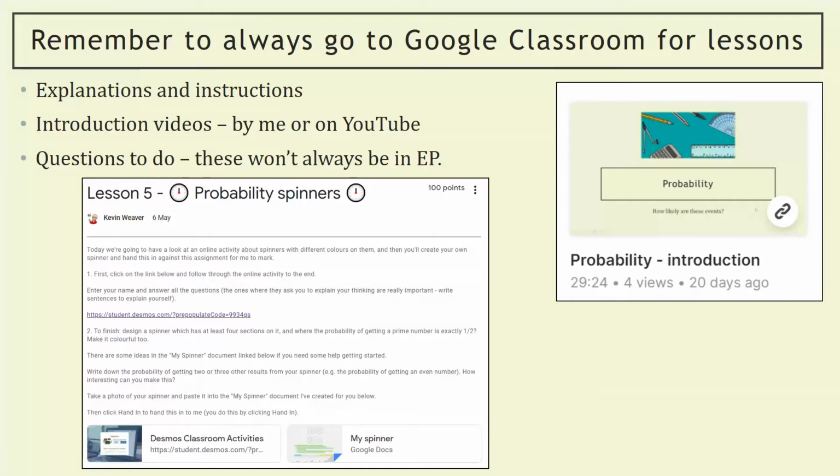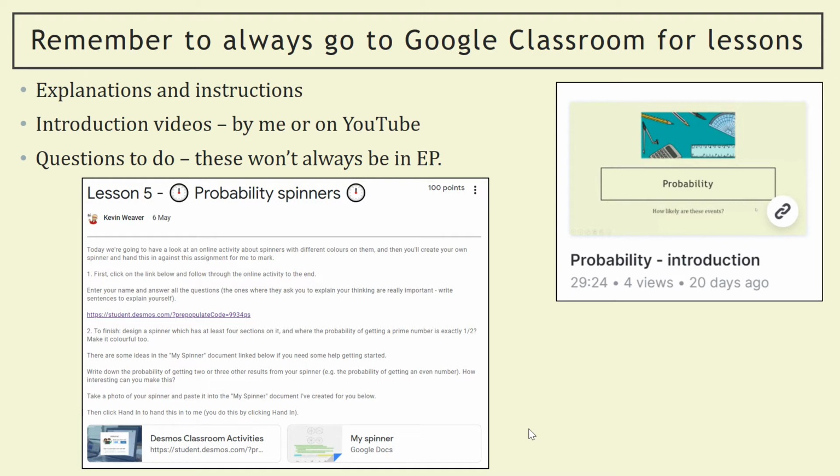Okay, cool. Right, so we've been looking at a few things. I just wanted to emphasize again, like I did last lesson, how important it is to get to the Google Classroom for lessons, because that's where everything starts from. So it's really important to jump in there and have a look and see what's going on.